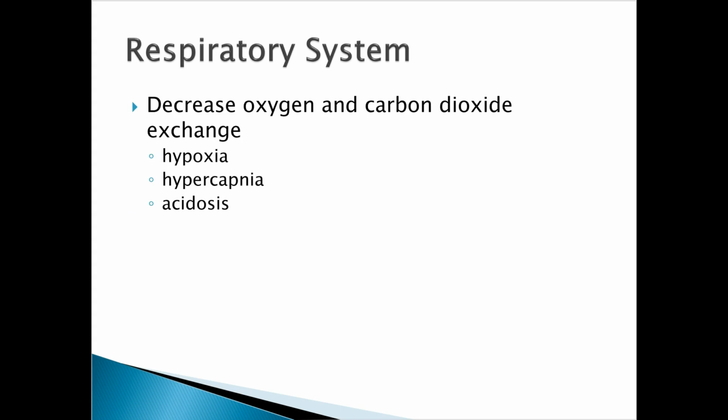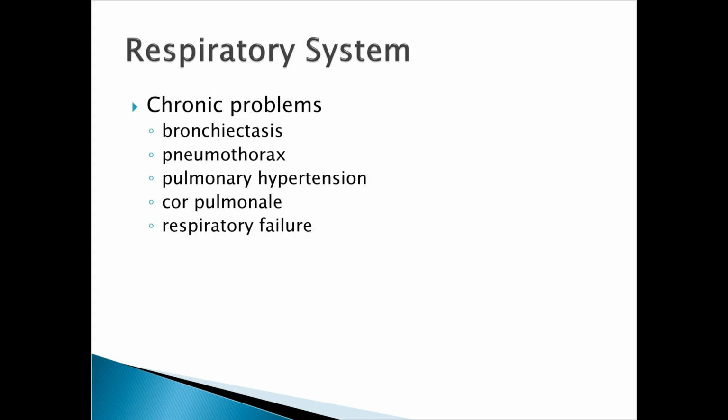growth. It's also why a regimen for them is so important, and sticking to that regimen is important, which can be difficult in children. There is a decrease in the oxygen and carbon dioxide exchange, which can lead to hypoxia, hypercapnia, and acidosis. They're going to have chronic problems. This is a chronic condition that will be with them for the rest of their life, unfortunately.